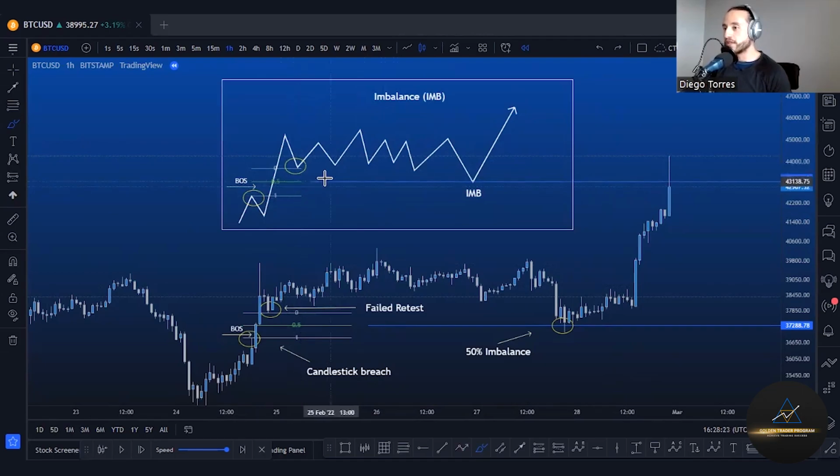So what's happened now, it formed the imbalance, there's a bit of a complex pullback, and eventually it does retest to 50% of that imbalance range/zone.